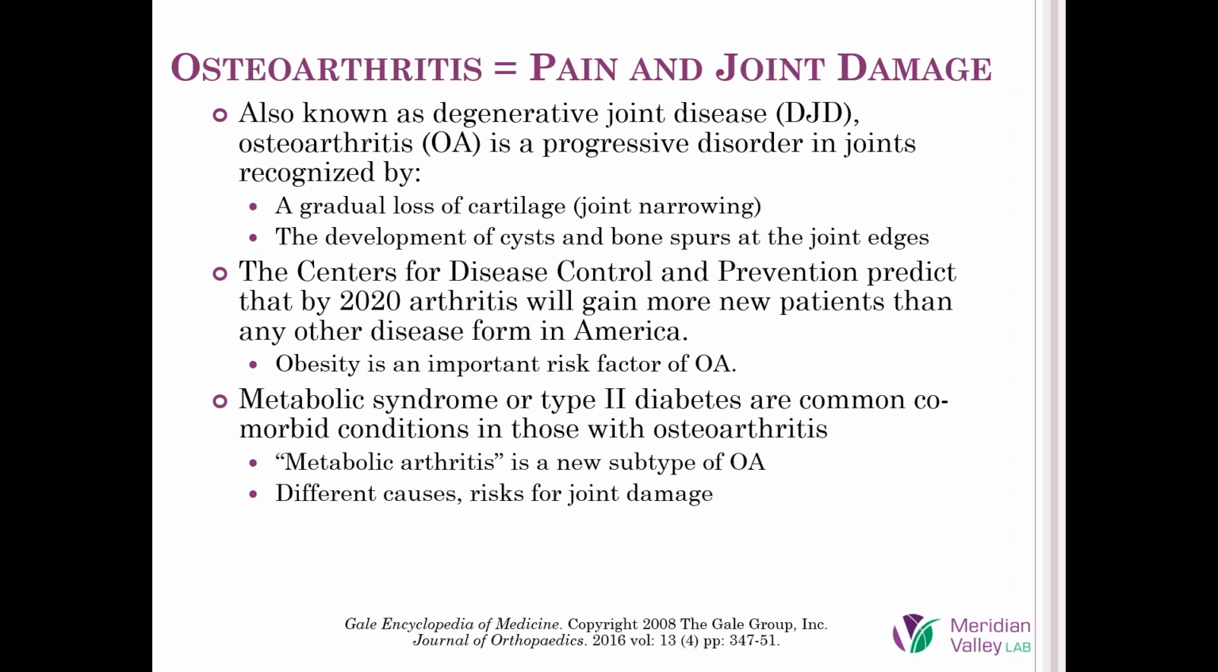And both osteoarthritis and type 2 diabetes or metabolic syndrome share multiple risk factors. Up to 60% of those with osteoarthritis also have metabolic syndrome. In fact, it's so common to see the two together that metabolic arthritis is considered a new subtype of osteoarthritis.